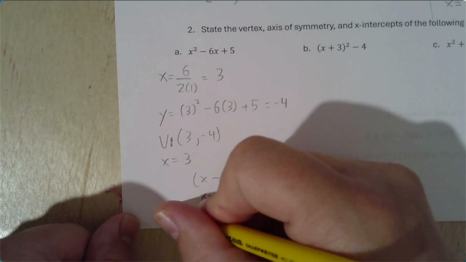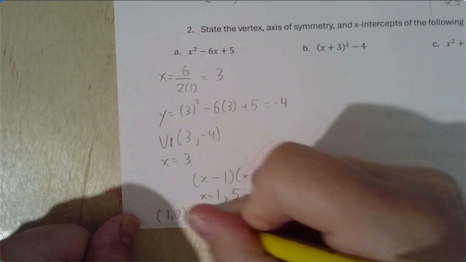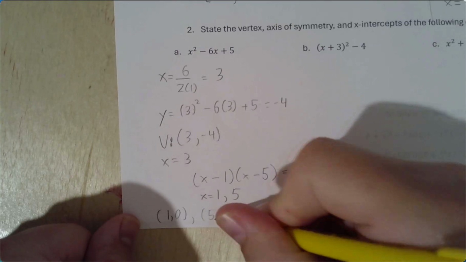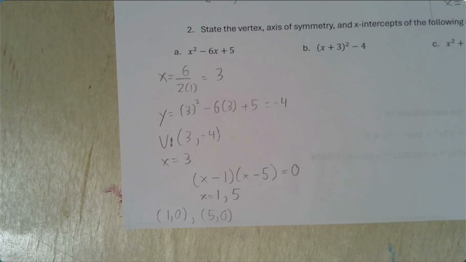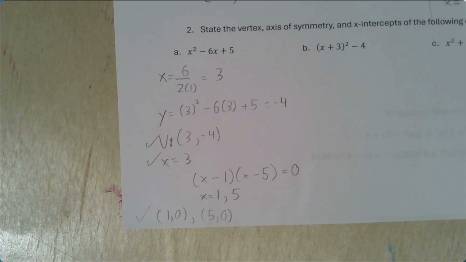They would like you to write it as points, as 1 comma 0, because it is a point, and then 5 comma 0, because that's what it means to be an x-intercept. Your y-coordinate is 0. So great, we found the vertex, we found the axis of symmetry, we found the x-intercepts, we're done. We'll look at the other two. They'll be a little bit interesting.